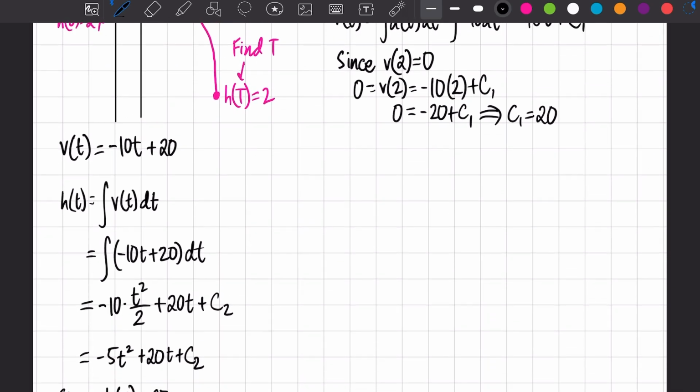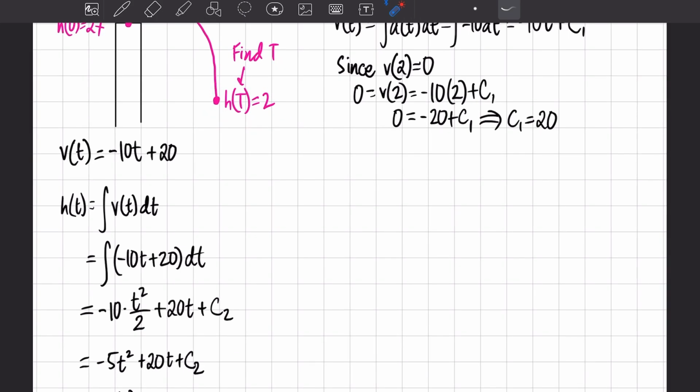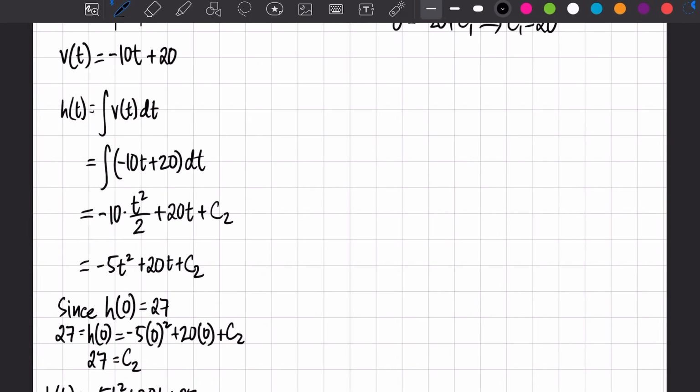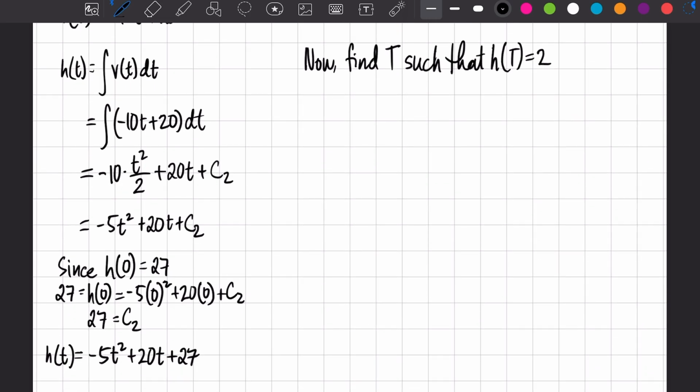Now, our problem is this one right here. We need to find t such that h of t is equal to 2. So now, we find t such that h of capital T is equal to 2. So h of capital T is just negative 5t squared plus 20t plus 27. Then we equate this one to 2.